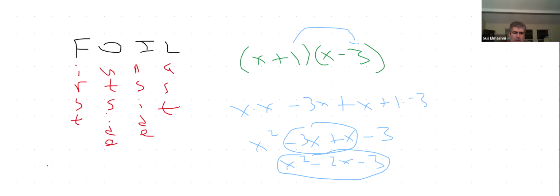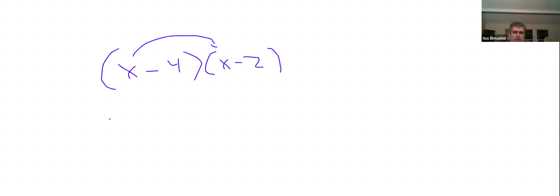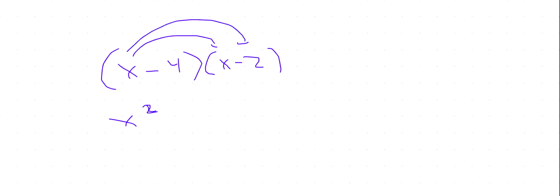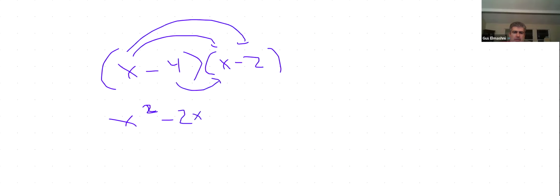Let me do it again, but a little more quickly. Let's say I have something like this: x minus 4, x minus 2. In a way, it's kind of like distributing. You do x times x, which is x squared. That's negative 2x. That's negative 4x. That's positive 8.